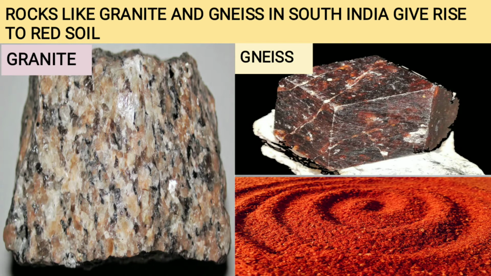Another example is rocks like granite and gneiss. Again I'll repeat, granite and gneiss. Now gneiss, the pronunciation is N-E-I-S-S, nice. So your G is silent. Rocks like granite and gneiss in South India will give rise to red soil. So now see, these are different rocks. Basalt rock gives rise to black soil. Similarly, granite and gneiss, which are available in South India, will give rise to red soil. That means when these rocks get weathered, they turn into a powdery form and turn into a red soil.